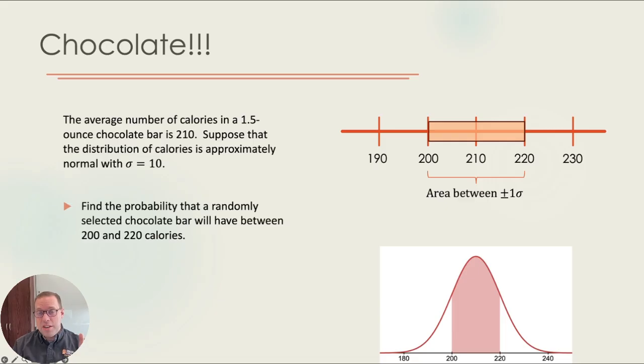200 is one standard deviation below the mean. 220 is one standard deviation above the mean. So what's the area between? And remember how I emphasized so many times that area equals probability. What's the area between plus or minus one standard deviation? So what's the probability within one standard deviation?